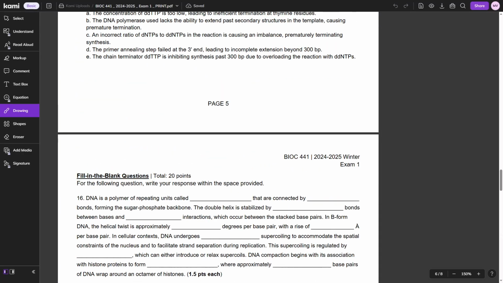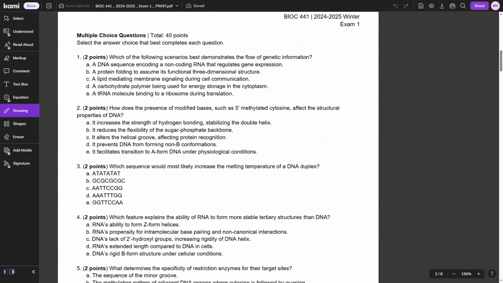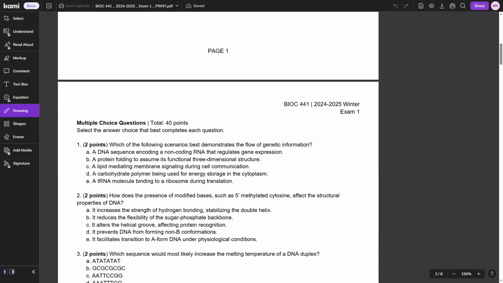Starting with question 1, we're asking, which of the following scenarios best demonstrates the flow of genetic information? The way I like to tackle multiple choice questions is to think about what the answer should be before I even look at the choices. It's good practice for any multiple choice exam, even the MCAT. For the flow of genetic information, you should be looking for something going from DNA to RNA to protein. That is the best version of genetic information flow. So let's go through the answers.